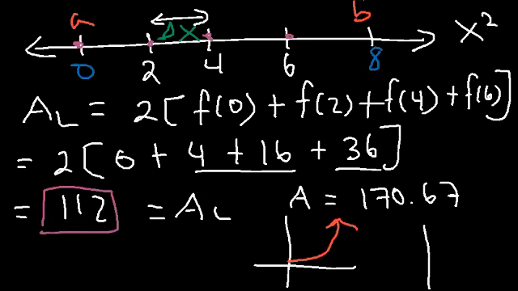Now, if you have a function that's decreasing, the left side has a higher y value than the right side. So the left Riemann sum is going to be an over approximation, and the Riemann sum using right endpoints will be an under approximation.